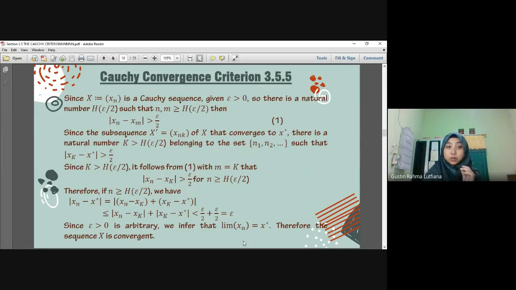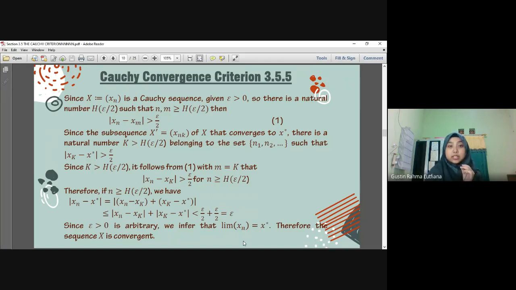And since the sequence x, equal to small xn, is a Cauchy sequence, given epsilon greater than 0, there is a natural number H(epsilon/2) such that if n, m are greater than or equal to H(epsilon/2), then we have that the absolute value of xn minus xm is less than epsilon over 2. We give a note that this is equation 1.